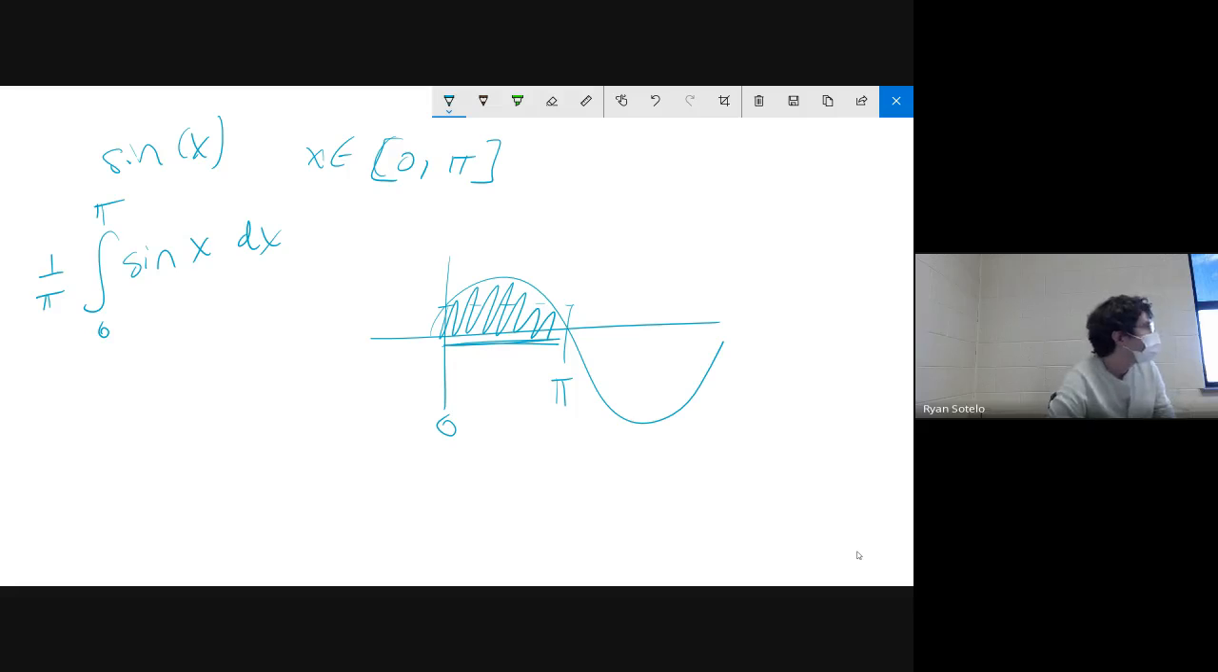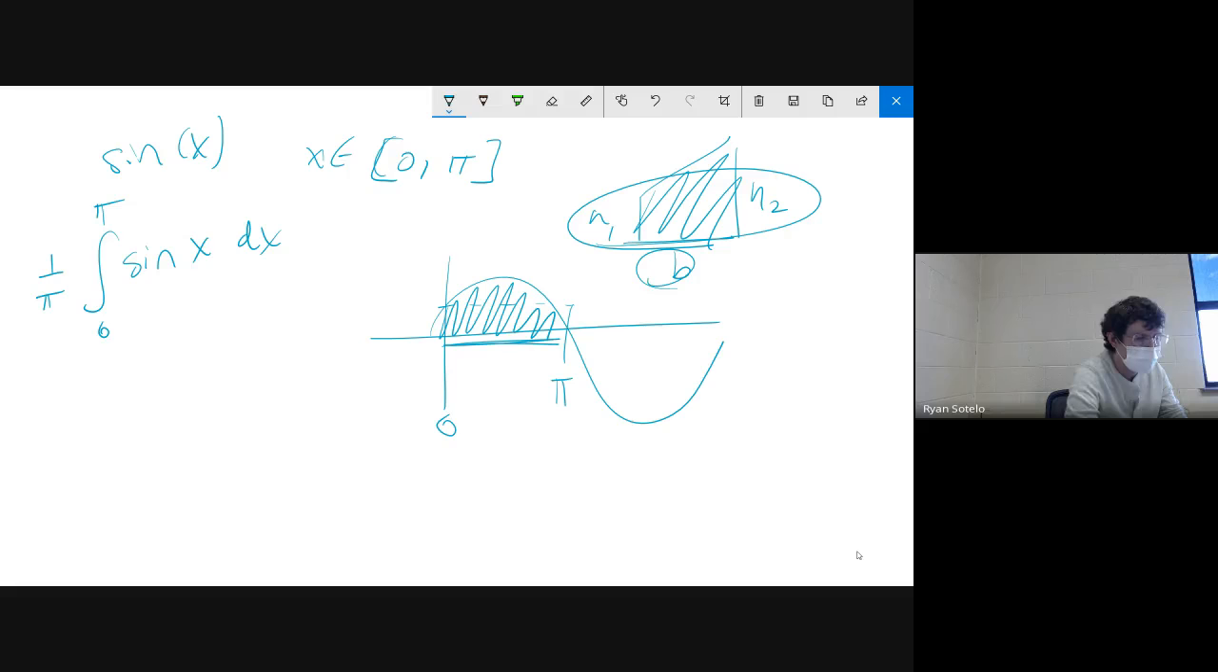Wait, why do you do the half pi? Because I divide by the base. If I have a trapezoid, it's the base times the average height, right? So if I take the area divided by the base, I get the average height. And the area is the integral. I put 1/pi down because the area is the base times the average height. So if I want the average value of a function, I just take the area and divide it by the base. And the base is pi. The length is pi, because we're going from 0 to pi, that's how long it is.